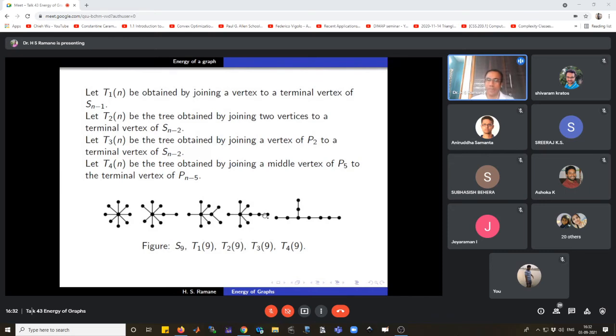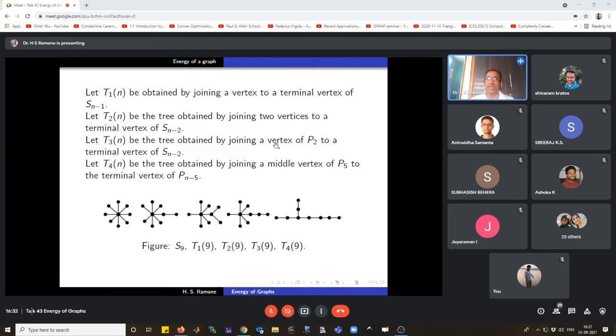Here, the path T2 is joined to the terminal point of a star. And here, the middle point of a path P5. This is a path P5. Its middle point is joined to the terminal point of a path P_{n-5}. So this is with 9 points. These structures are shown here.